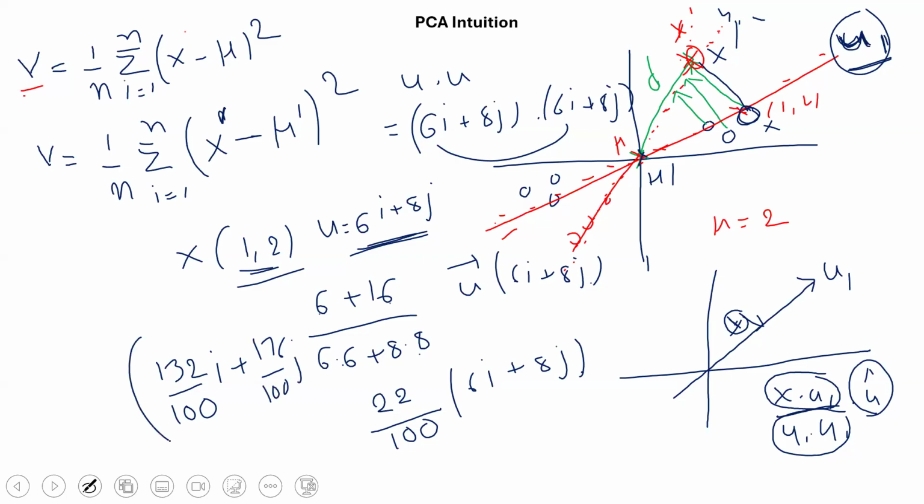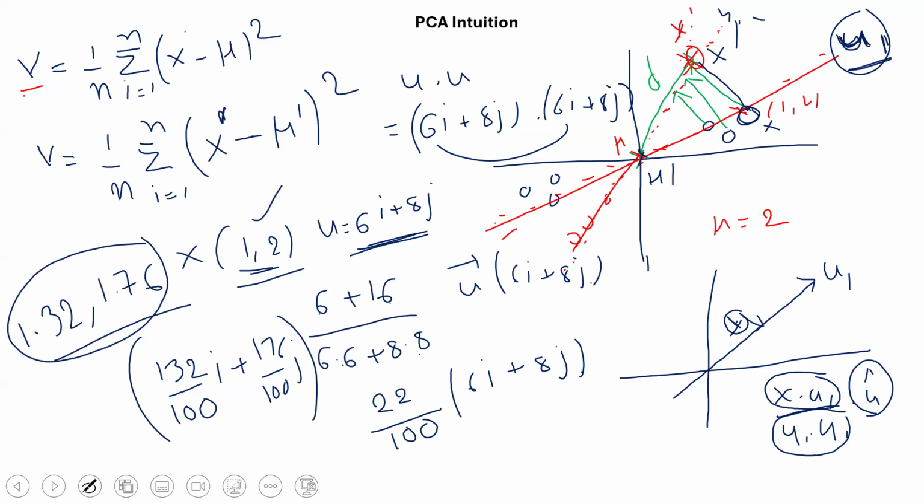So this is the projected point. The projected point on that line is 1.32 comma 1.76. This is the original point, and this is the projected point on this vector. Understood? That is how we calculate the projected point. Even if you draw this, you will clearly understand it.